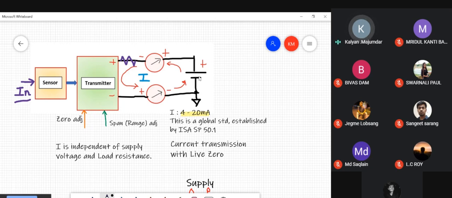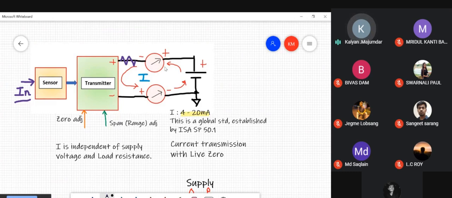Say the supply voltage changes and if the loop current were to change, then what would happen is the current flowing through the indicator will change. If the current through the indicator changes, then the indicated value changes in spite of the fact that the input applied to the sensor has not changed. So if the input is not changing and if the indicated value is changing, that means the input and the indicated value do not agree. There's a disagreement, so there's a measurement error. That should not happen. Any system should ideally have zero measurement errors. That means the indicated value should remain unaltered as long as the input is unchanged.